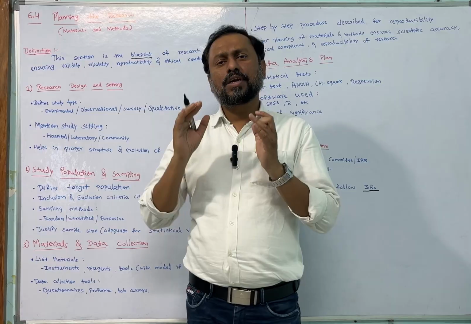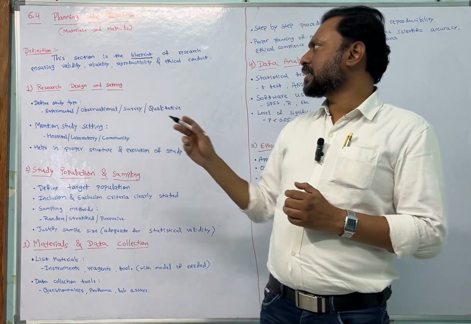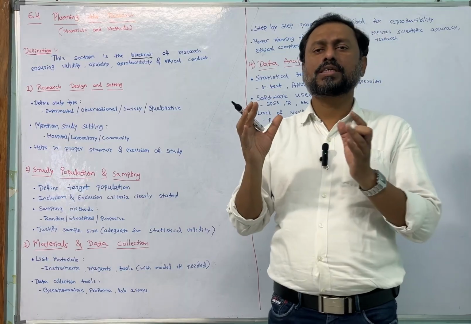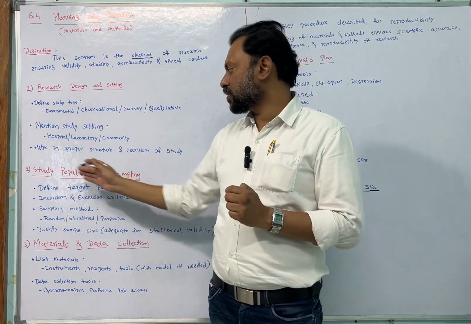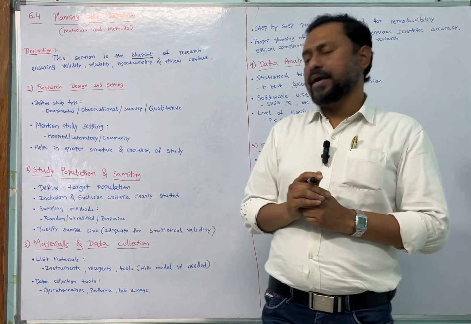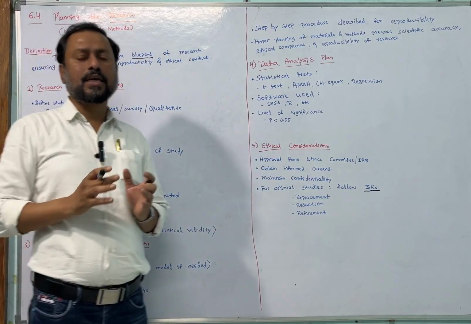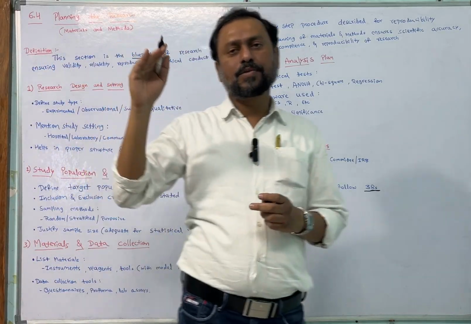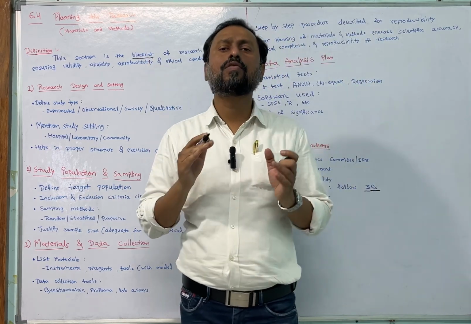Now, it includes 5 steps. First of all, the research design and settings: how the research design was selected, and what settings we used. Second one, study population and sampling. Third one, material and data collection. Fourth one, the data analysis plan and ethical consideration. These 5 steps we have to write in planning the research, the blueprint of our research.